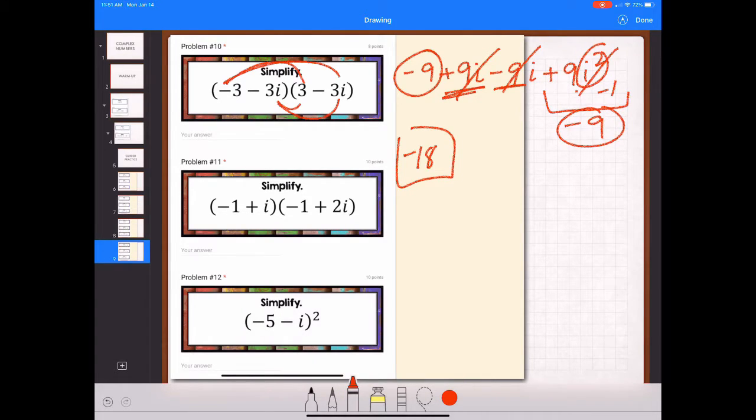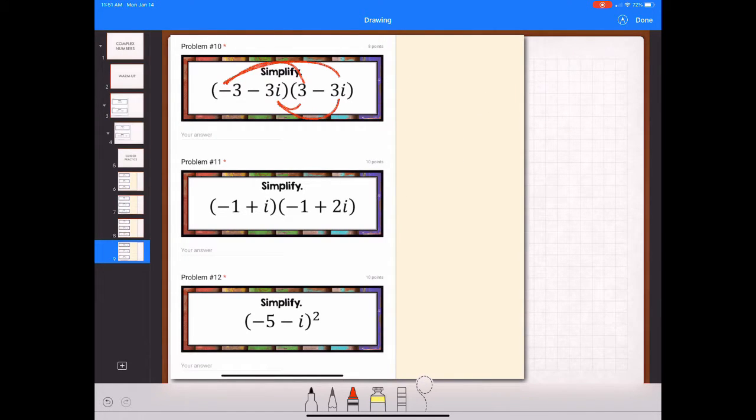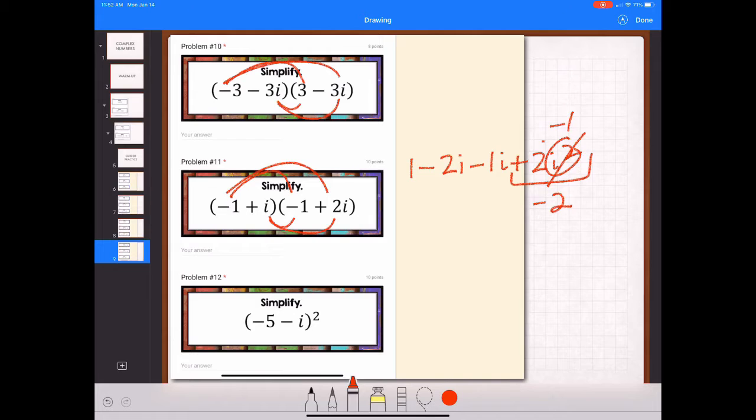Let's see. Let's do problem number 11. Multiply right here. Negative 1 times negative 1 is 1. Multiply negative 2i underneath, negative 1i underneath, positive 2i squared. Replace with negative 1. That's actually negative 2 because 2 times negative 1. Combine my real. 1 minus 2 is negative 1. Combine my imaginary. That's negative 3i.